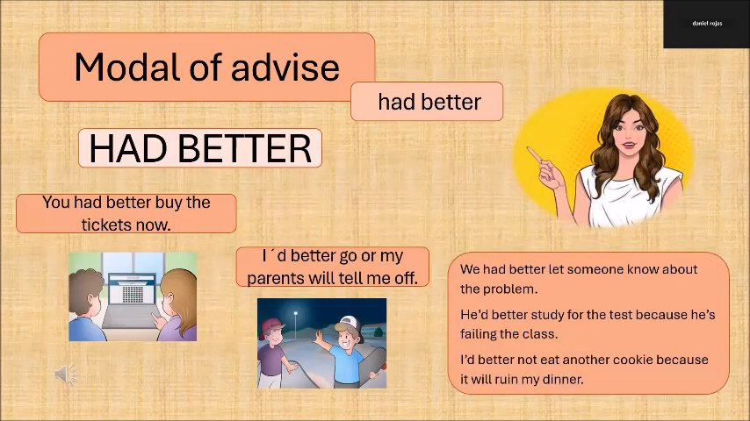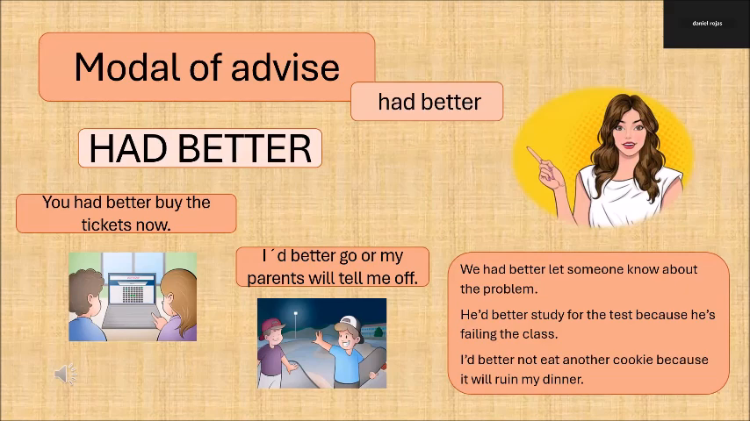Had better. Use had better plus base verb to make a stronger suggestion than should. This modal of advice is used when someone thinks the other person really should follow that suggestion, implying that there will be more serious consequences if the advice isn't taken.